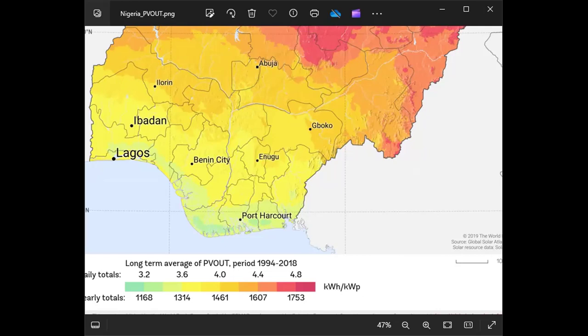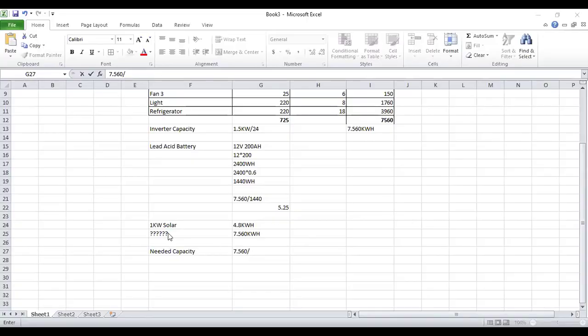is equal to 7.560 divided by... You're not seeing my work? Okay, you're not seeing my Excel sheet, just the calculation. Sorry, one minute, sir. Let me switch. Can you see it now? Okay, you can see it, right? Yes.